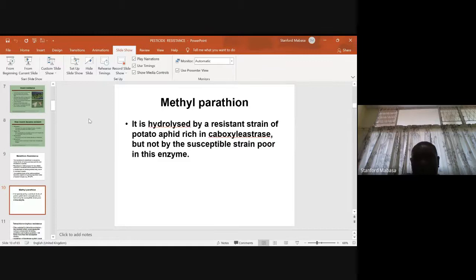Methyl parathion. Now, this one is hydrolyzed by a resistant strain of potato aphid, which is also rich in carboxylesterase, but not the susceptible strain, which has got low levels of this enzyme. So it can also occur in methyl parathion resistance. This carboxylesterase may also account for that resistance, because it can cause breakdown of that pesticide in the resistant strains.